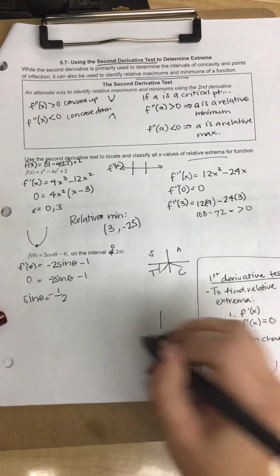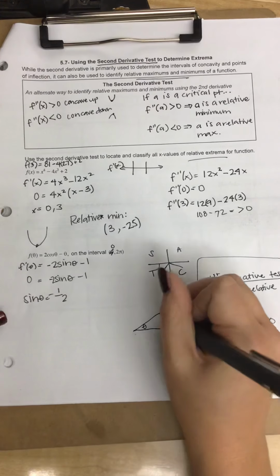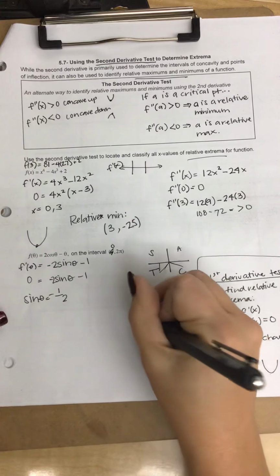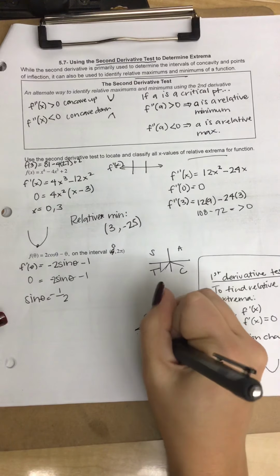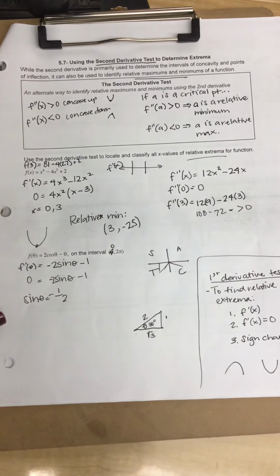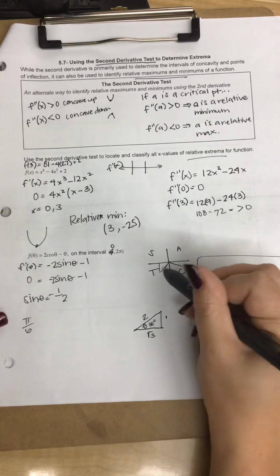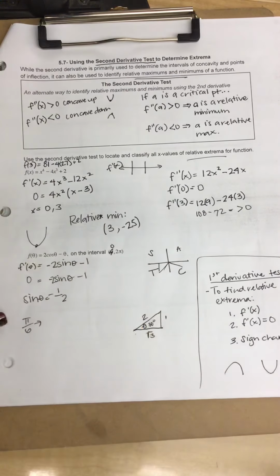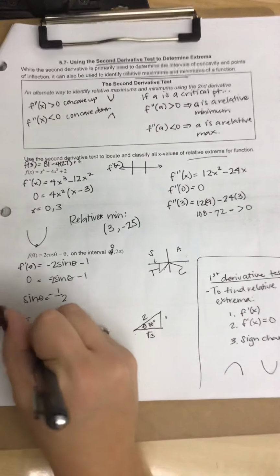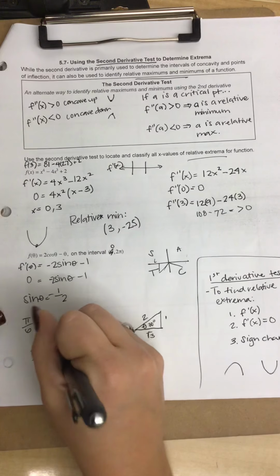If you don't know your trig ratios, set up a little triangle. Sine of theta is opposite over hypotenuse, 1 over 2. So remember, it's 1 to root 3. That makes this the 30-degree angle, and 30 degrees is pi over 6. But it's here and here. So this is pi, so 7 pi over 6, and 11 pi over 6, I believe.